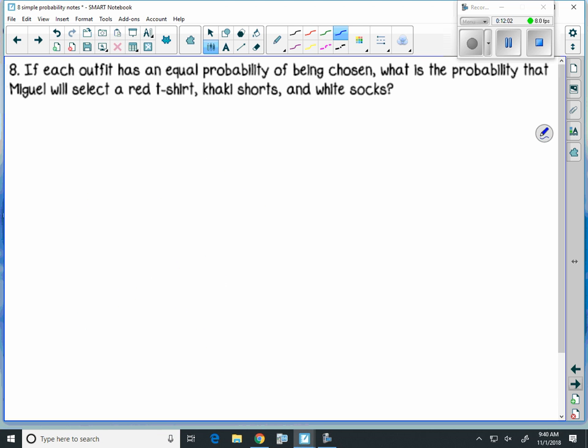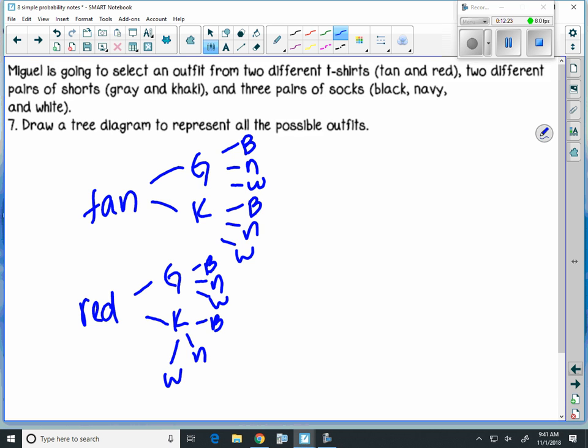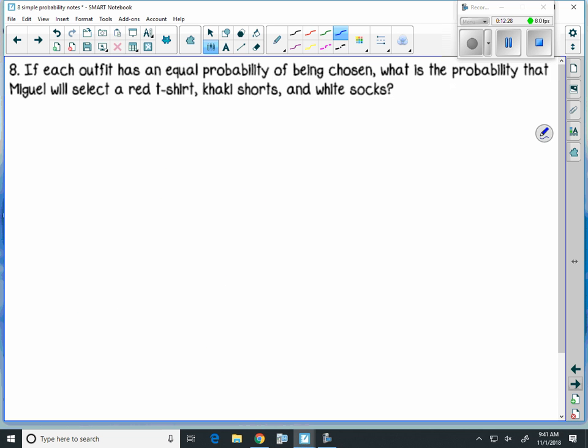All right, if each outfit has an equal probability of being chosen, what is the probability that Miguel will select a red t-shirt, khaki shorts, and white socks? Let's think about this. How many total t-shirt options are there? 2. So if he chooses a red shirt, that's 1 out of 2 options. You track with me on that?